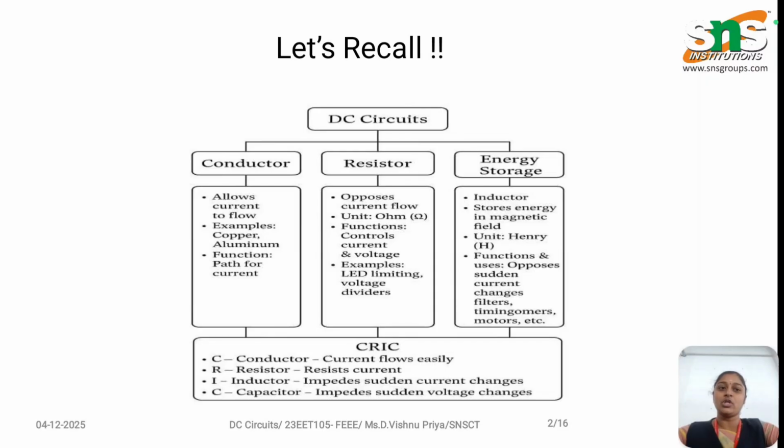So what are the energy storage devices? That is the inductor. It stores energy in a magnetic field. Its unit is Henry. These are the key components we discuss in this topic.